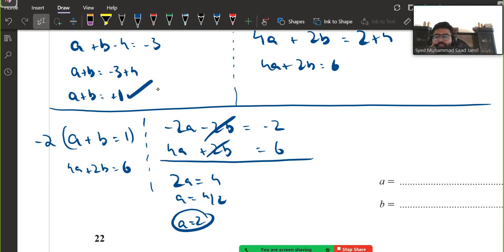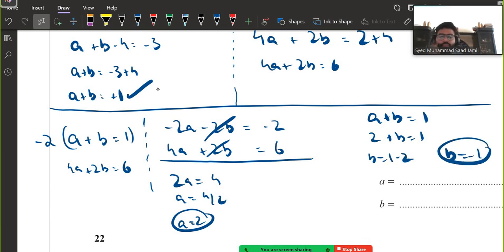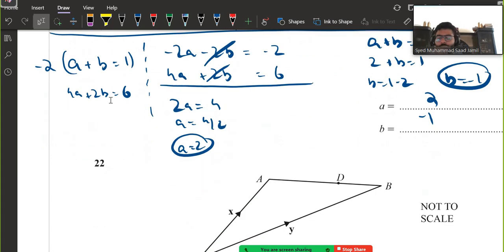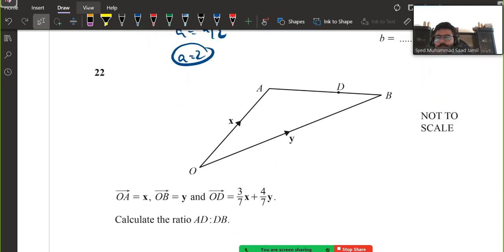To find the value of b, I will just use this equation: a plus b is equal to 1. The value of a is 2, so 2 plus b is equal to 1. B is equal to 1 minus 2, b is equal to minus 1. So a is 2, b is minus 1. Simple. Moving on to question number 22.